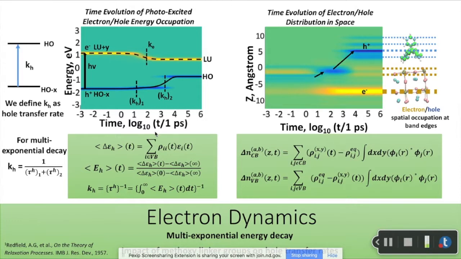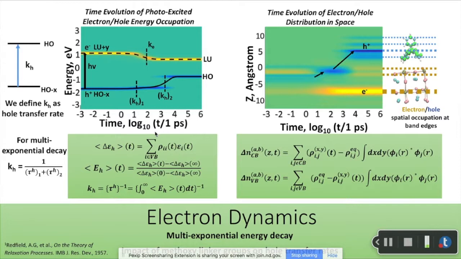So the yellow represents gains in electron density during time. Blue would be loss of electron density in time, so essentially a hole state since we're losing an electron. And then the background green is just the ground state equilibrium electronic energy. So we have a photoexcitation from HOMO minus X up to LUMO minus Y, and we track the expectation values of the energy at each time, which is represented as delta epsilon h in the equations below.